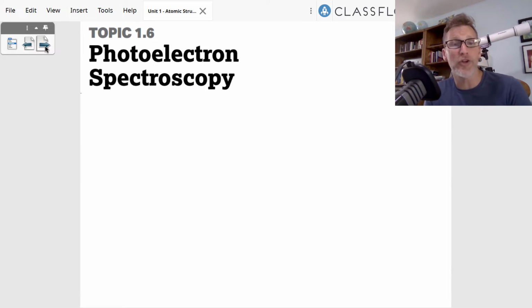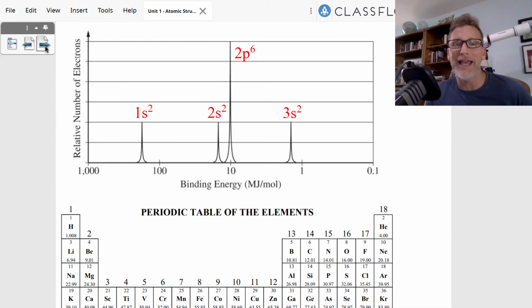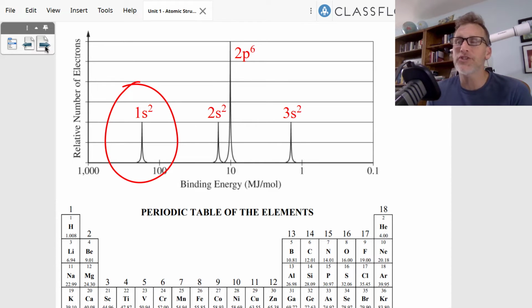Topic 1.6 deals with electron configuration, but in a graphical form called Photoelectron Spectroscopy, PES. And all PES data is the electron configuration. The height of the peak tells us how many electrons. Where the peak is on the chart tells us the binding energy, or how strongly attracted those electrons are to the nucleus. So we always start with the 1s2, and that is always the highest energy because the 1s2 electrons are closest to the nucleus and therefore are the most attracted, or have the highest binding energy. It takes the most energy to rip those away.